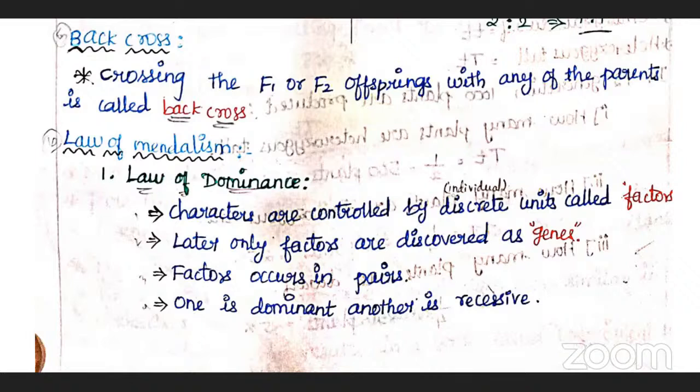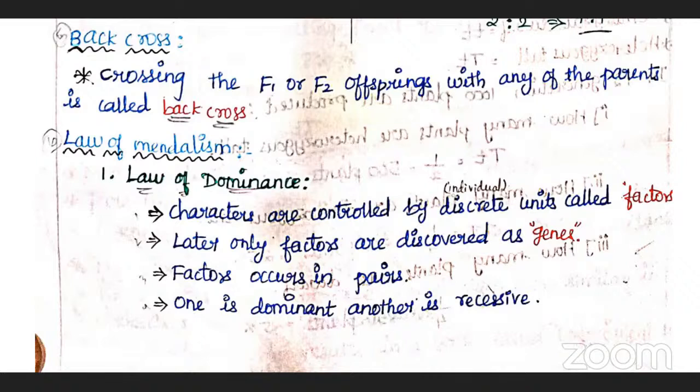Each and every organism is formed of a bundle of characters. Each character is controlled by a pair of individual units, which are called factors.